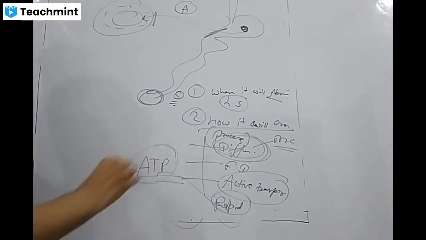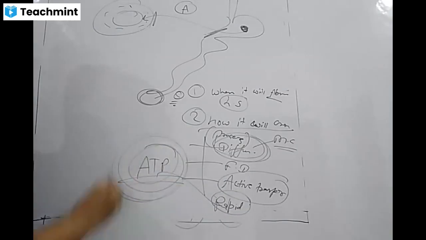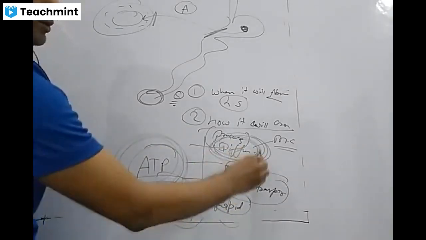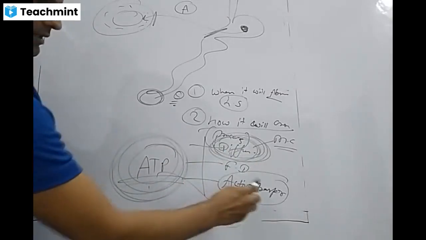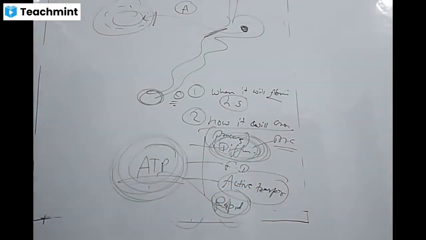और जो भी काम हम एनर्जी से करते हैं वो जल्दी होता है ना. So diffusion is the most common method and active transport is the rapid process.